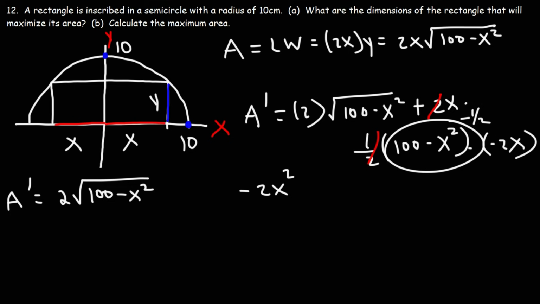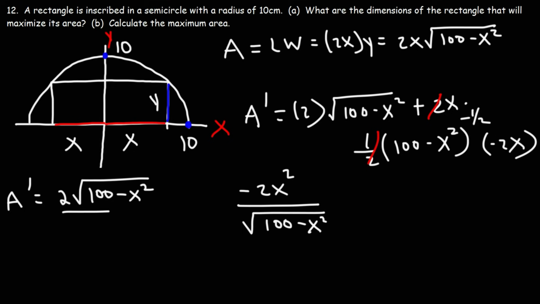And this term, we can move it to the bottom, make this exponent positive, and convert it back into its radical form. So in the bottom, we're just going to have the square root of 100 minus x squared. Now this, we can put it over 1. What we need to do is get common denominators so we can combine it into a single fraction. So I'm going to multiply this fraction by the square root of 100 minus x squared, top and bottom.